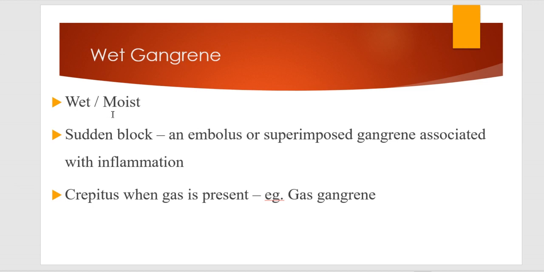Wet gangrene is also known as moist gangrene. There is a sudden block, and an embolus or superimposed infection associated with inflammation is there. Whenever we are examining a patient with wet gangrene or going for an X-ray of the affected area, and that shows gas, or during examination we find crepitus, this is known as gas gangrene. So gas gangrene is an example of wet gangrene. Okay.